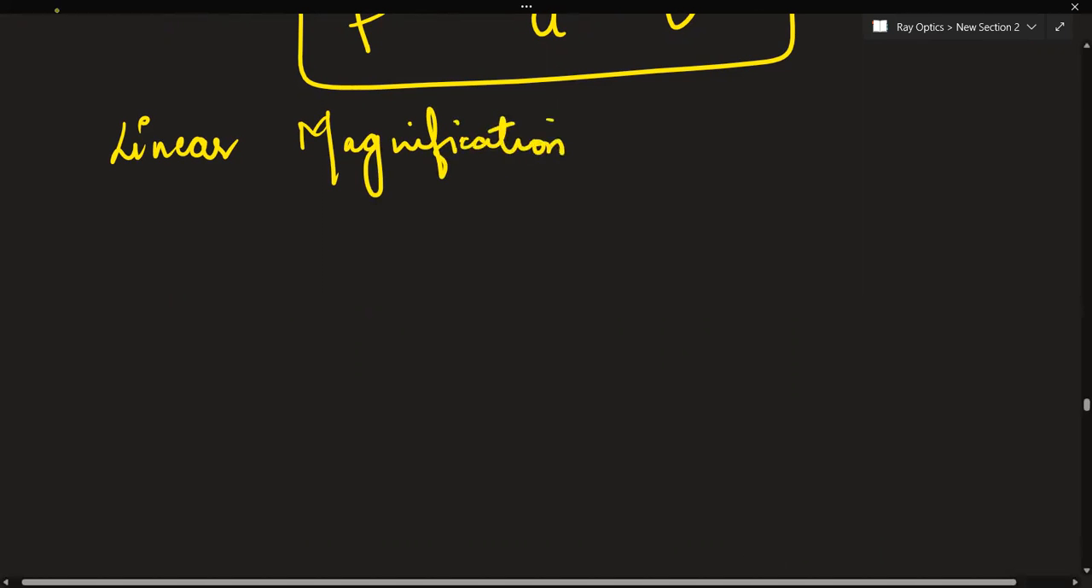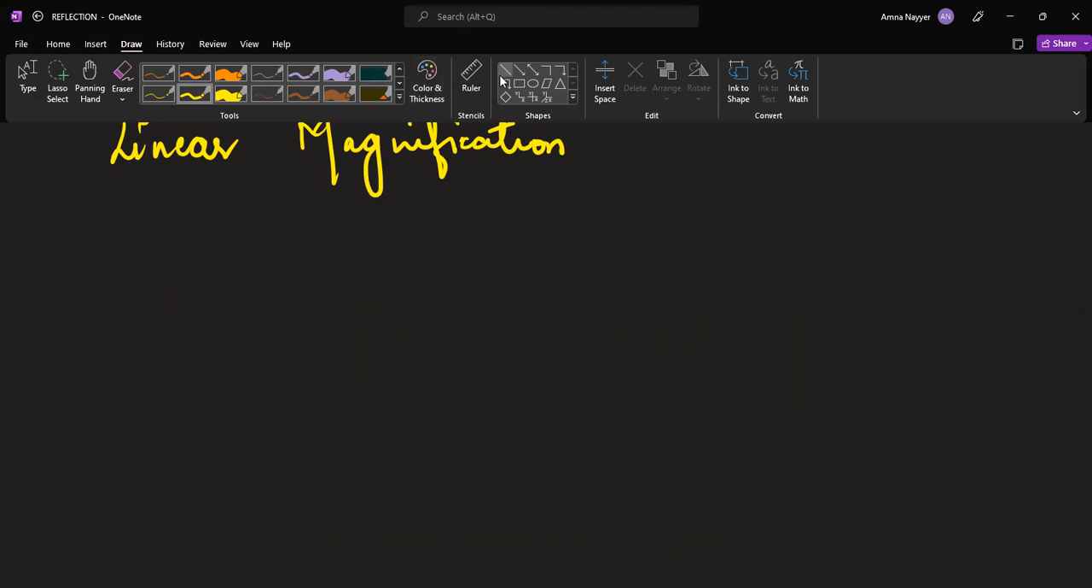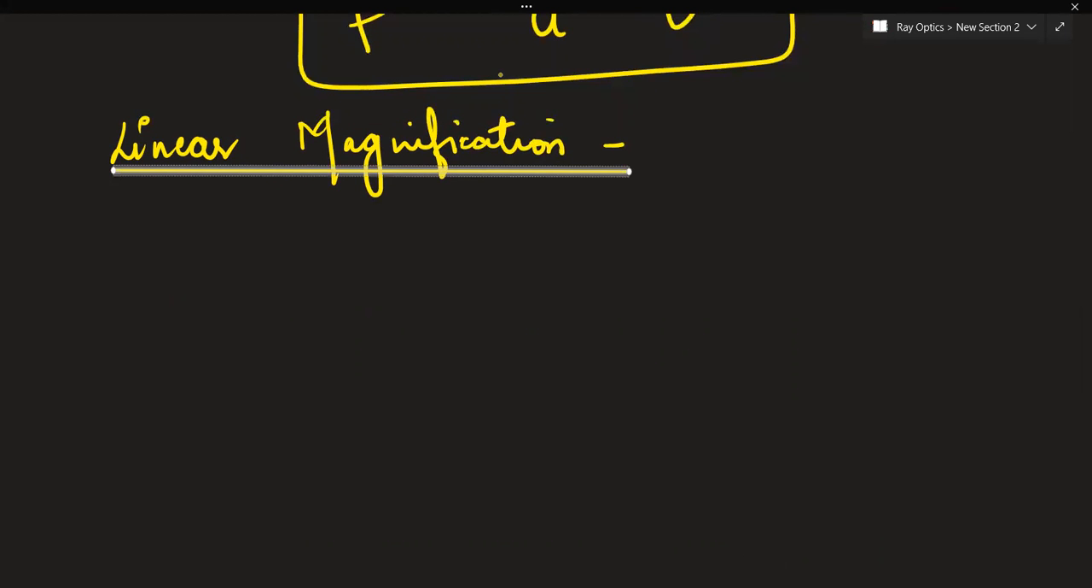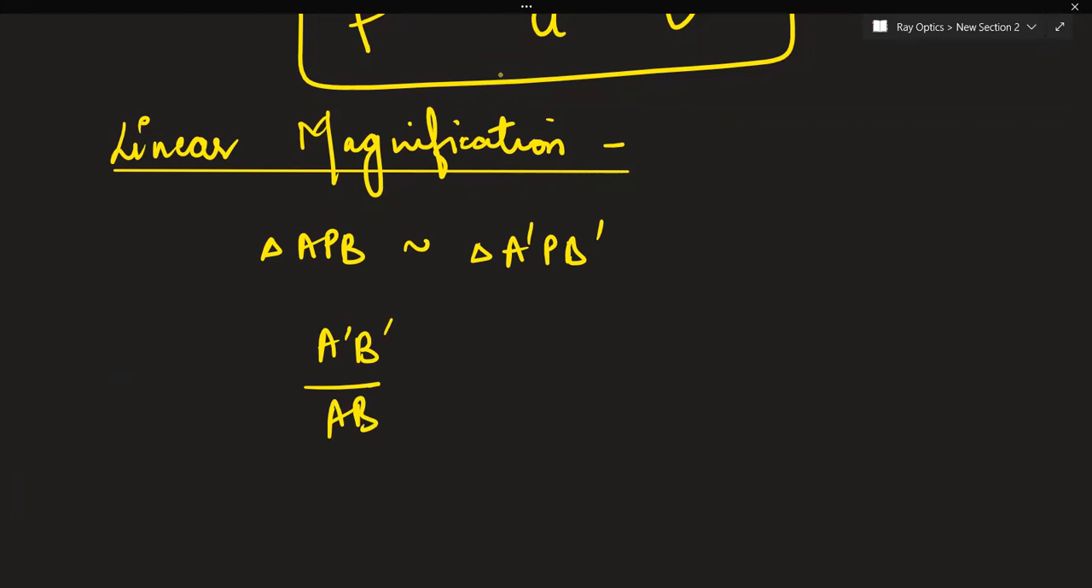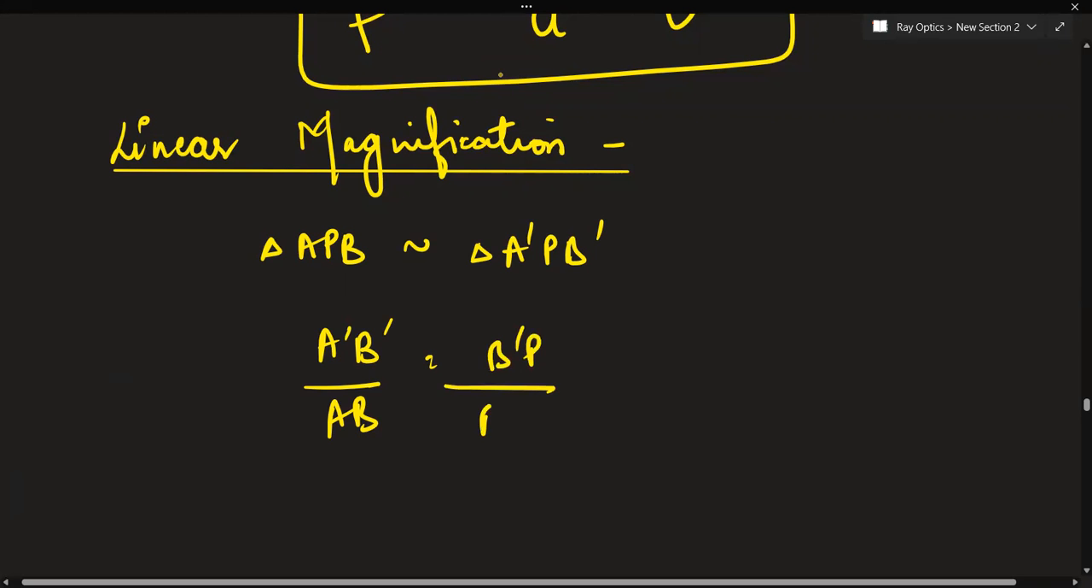When we do optical instruments, you will have angular magnification as well. Now, linear magnification. So if A, B, P, and what was the other triangle? Triangle A dash P, B dash. A dash B dash by AB, this was equal to what? PA by BP, B dash P by BP.